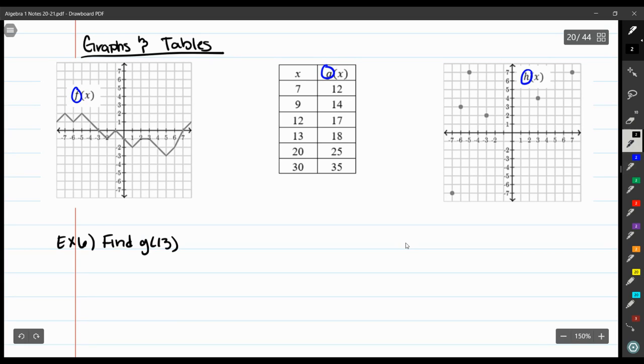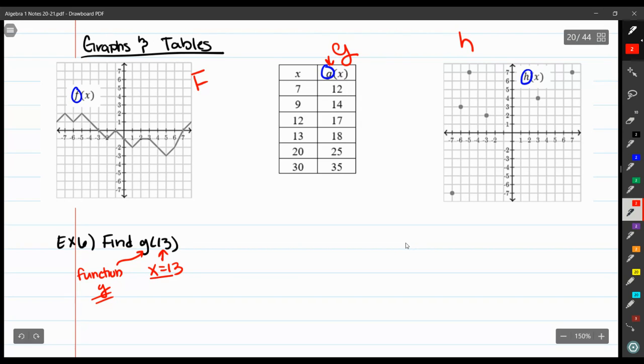Okay, well, if I'm given graphs and tables, there's really no math involved. It's just looking and trying to see what value you have and what you need to find. 13 is inside, so that means x is equal to 13. But there are 3 options here. That's where this comes in. We're actually using function G. Match up your names. So here's the G. This is G, this is H, this is F.